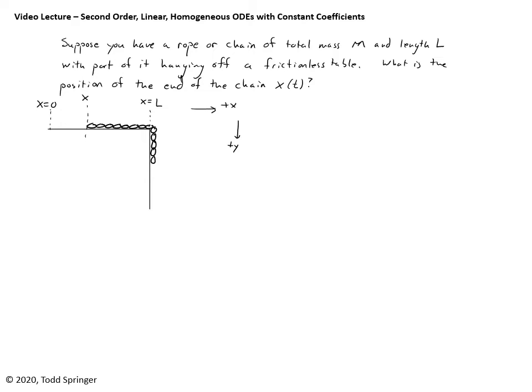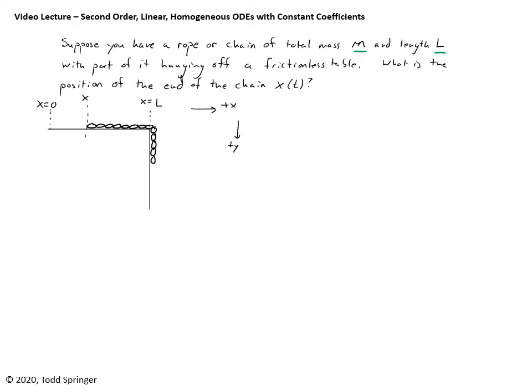Let's do a physics example of a second-order linear homogeneous ODE with constant coefficients. Here's a fun example. Suppose you have a rope or a chain. The total mass is m, and the total length is L. And you've got part of it hanging off the end of a frictionless table.